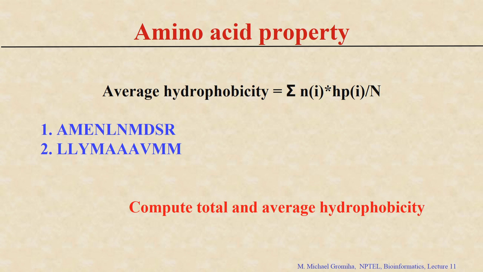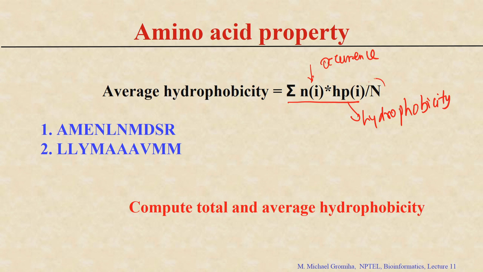So, I have the two sequences now. You can calculate the values using this equation. What is n of I? N of I is the composition, the occurrence of each residue. Hb of I is the hydrophobicity of residue I. To get the average, you have to normalize with n. What is n? The number of residues.